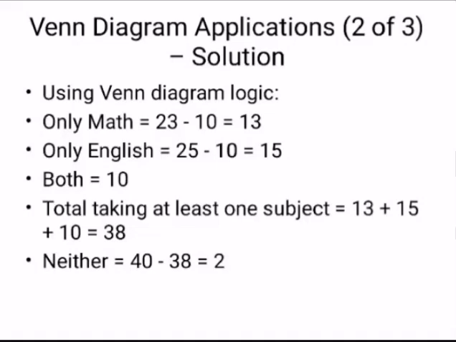So we add the number of people taking only maths, the number taking only English, and the number taking both of them, because if you're taking both, you're taking at least one of the subjects. We add everything together, that's 38. Then to find the people taking none at all, we take 40 minus those taking at least one, and that's just 2 people taking none of the subjects.